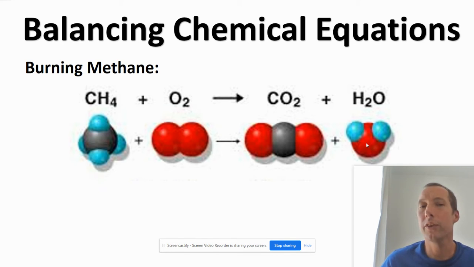Now, hopefully you're already happy with that. You could have told me that a fuel reacts with oxygen to give carbon dioxide and water. But there's a bit of a problem with this reaction on the board and the equation I've written. I'm just going to let you have a look at it and see if you can figure it out for yourself. So pause the video here and see if you can work out what's wrong with this equation.